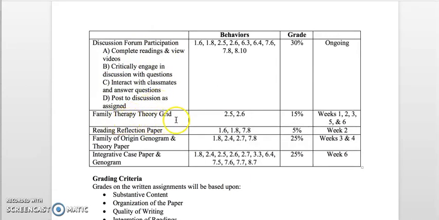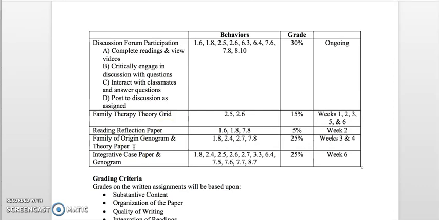There will be something called a family therapy theory grid that you are actually building every week. I'll go over that, and that's going to be due weeks 1, 2, 3, 5, and 6. There will be an article that you will read and then conduct a reflection paper on, due week 2.